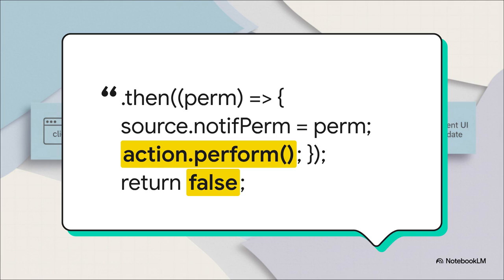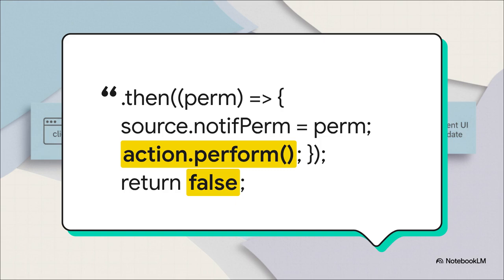And this code shows it perfectly. See how we immediately return false? That stops the normal, synchronous flow in its tracks. Then we ask for the notification permission. The .then part of that code, that only runs after the user has made a choice. And it's right inside there that we finally call action.perform. This kicks off the rest of the process, but only when the time is right.